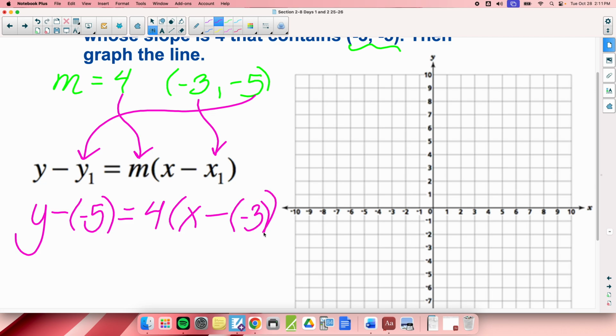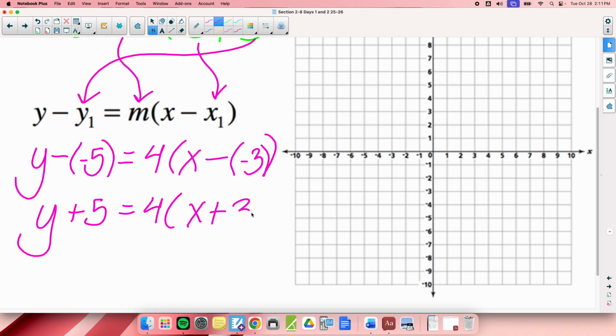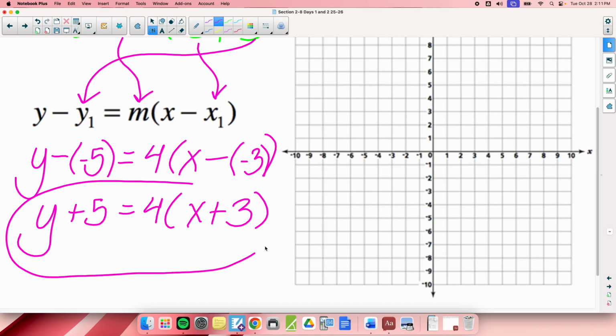Now, what you do from this point, if these were both just x plus 3 and y plus 5, you wouldn't have to rewrite it. But most times you're going to get a case where you have two negatives in a row, and you guys all know two negatives become positive. So we're going to write y plus 5 equals 4 times x plus 3. And that is my answer.